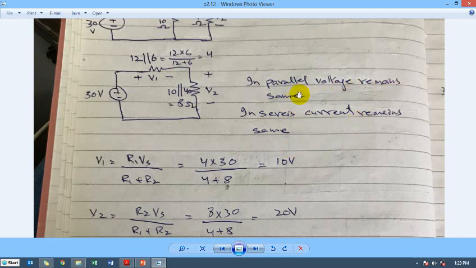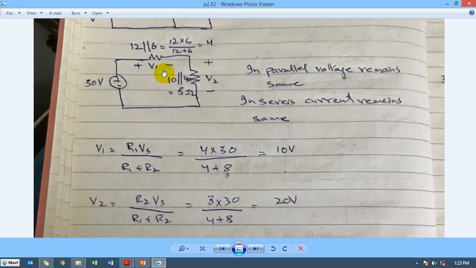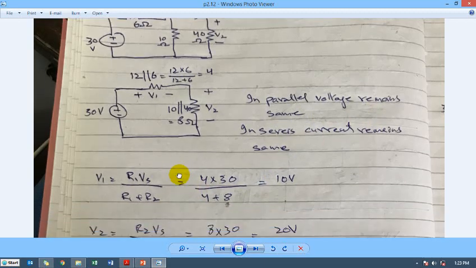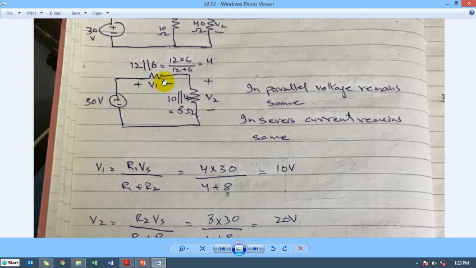In parallel, voltage remains same; in series, current remains same. Now we can find out V1, because the voltage V1 has to be found, but the voltage on V1 and this 12 ohm resistance and 6 ohm resistance is going to be equal because the voltage remains same in parallel. So V1 is simply a voltage divider, two series resistances V1 and V2.